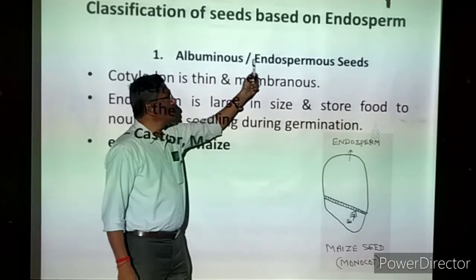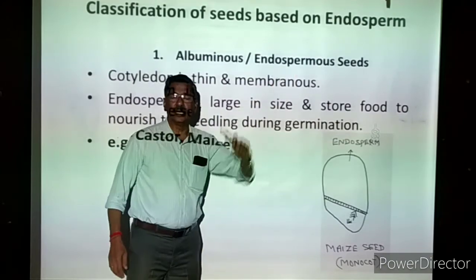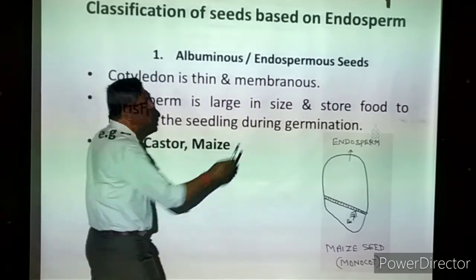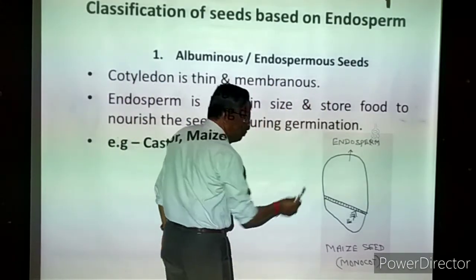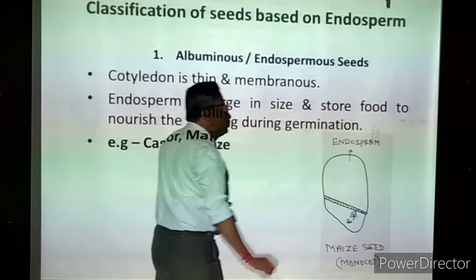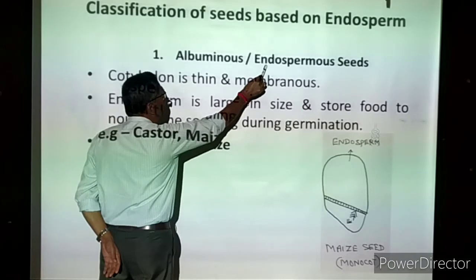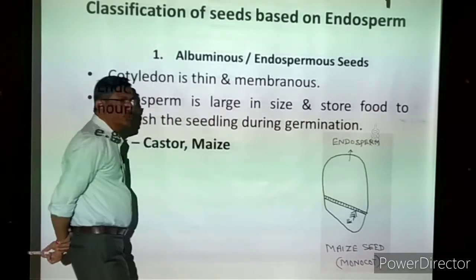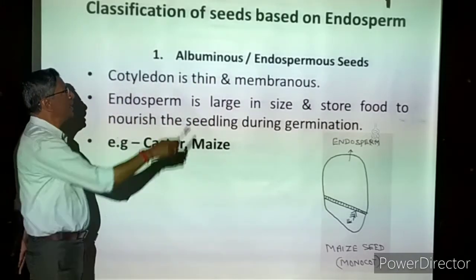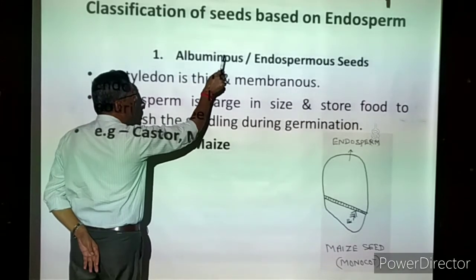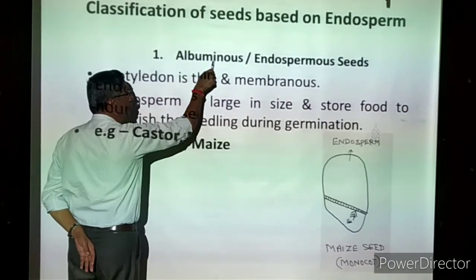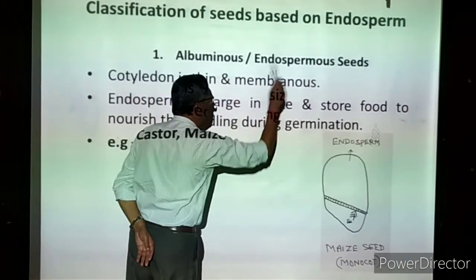It is otherwise called an endospermous seed. What is the meaning of endospermous? A seed with endosperm is called endospermous. In the endosperm, albumin, a lot of protein, is stored, so we are calling it albuminous. That means the seed is storing a lot of albumin, protein, or it is an endospermous seed.